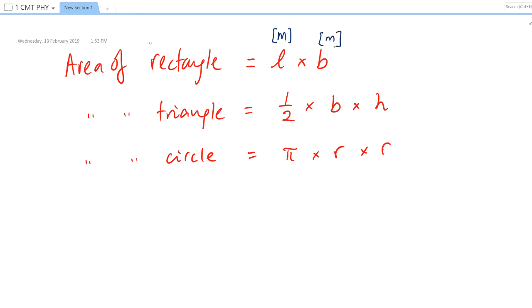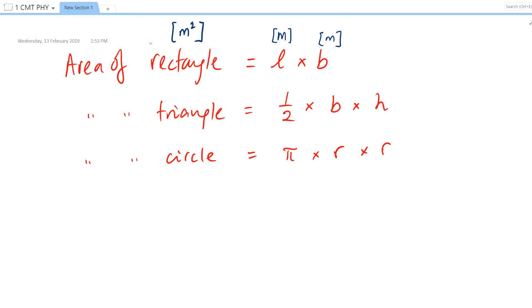So if I take meters times meters, what do you think I'll get? Square meters. You shouldn't be saying meter square. It's known as square meters. So area of a rectangle has the units square meters. Agree so far? Okay, makes sense? Same for square, right? Okay.